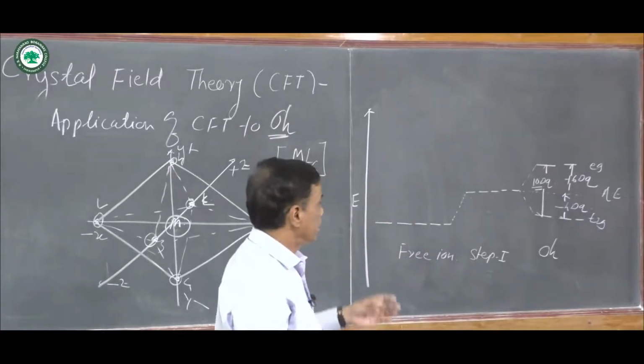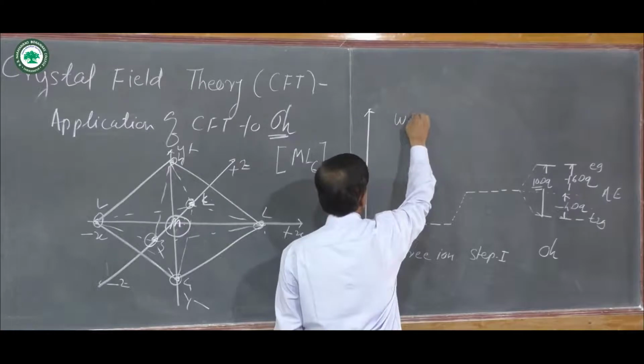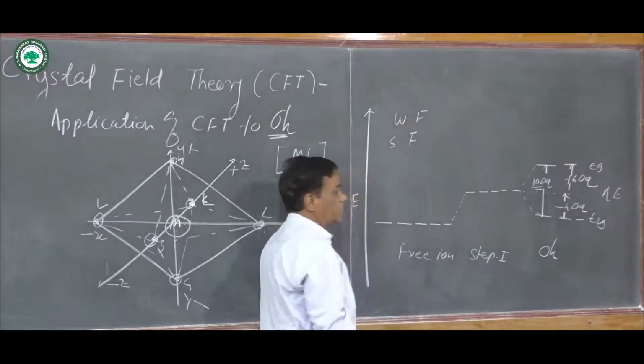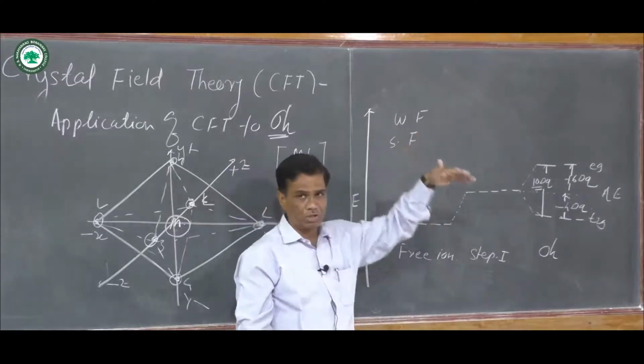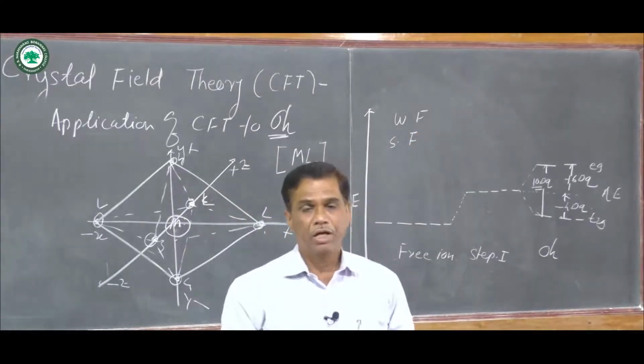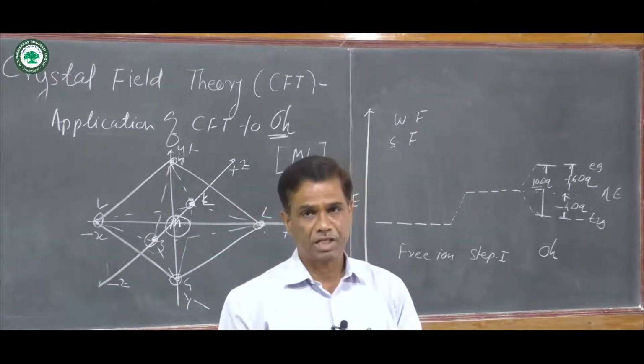Actually, here two types of fields are there. One is known as weak field and second is known as strong field. Strong field means the distance is more, and it depends upon what type of metal ion is there and what type of ligands surround the central metal ion.